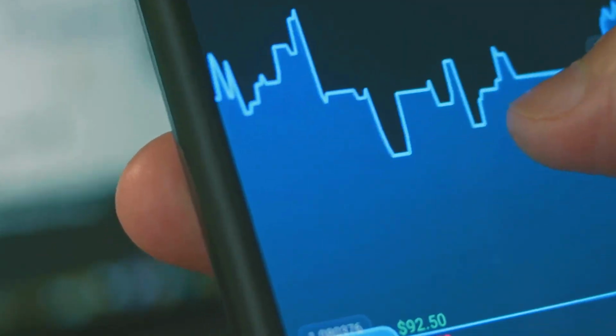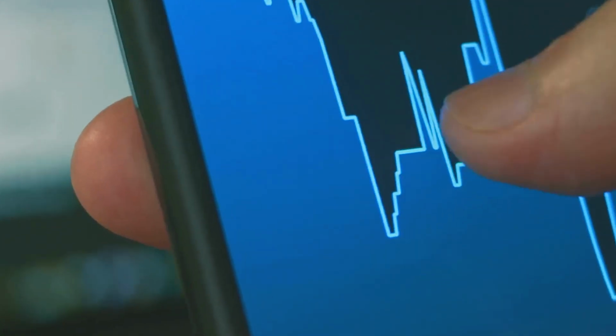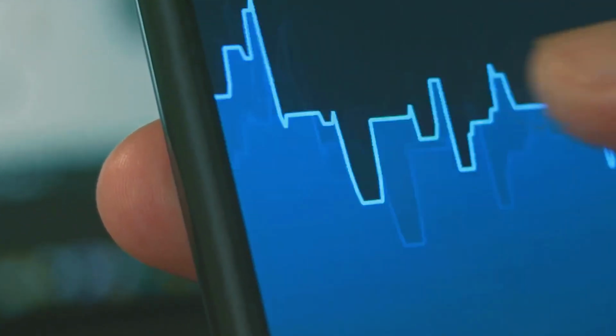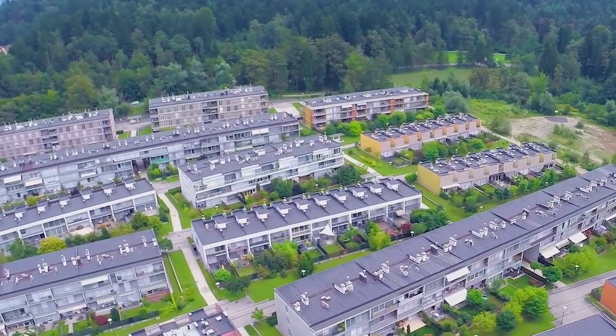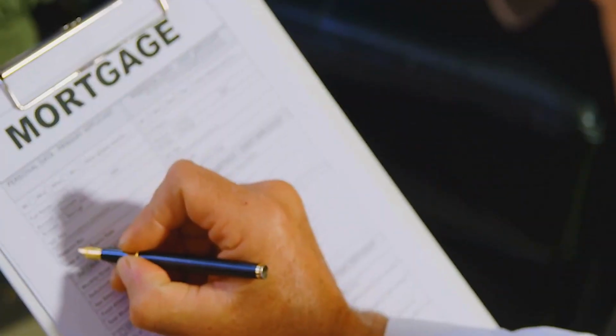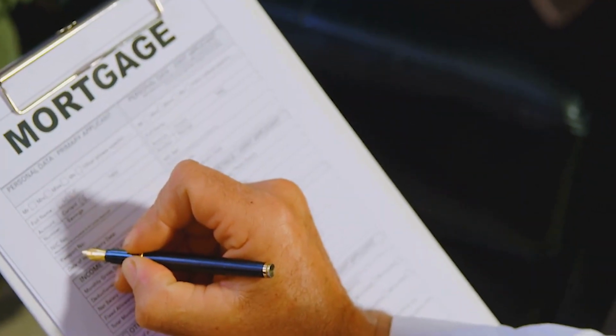Understanding your own risk profile is crucial. Assessing how much risk you are willing to take will guide you in choosing investments that align with your comfort level and financial goals. Keeping a close eye on cash flow is essential. Maintaining a positive cash flow ensures that your investments are generating the income needed to cover expenses and provide returns.